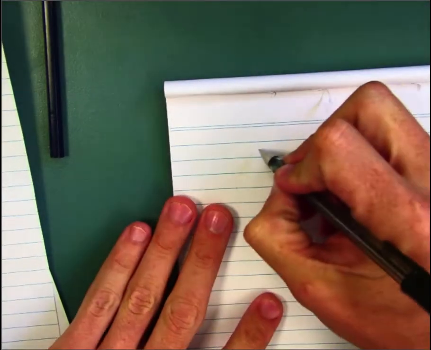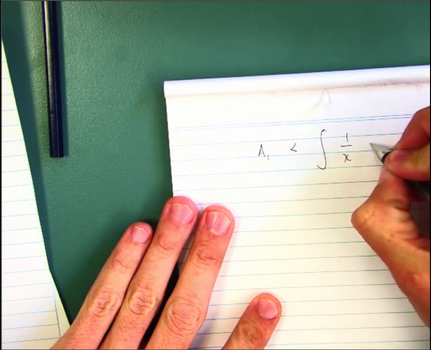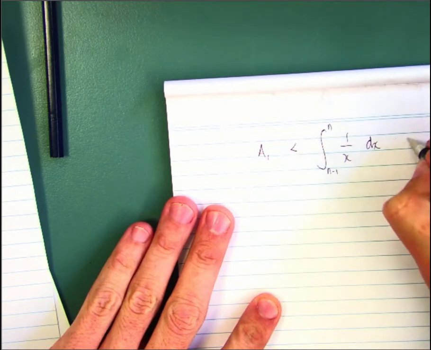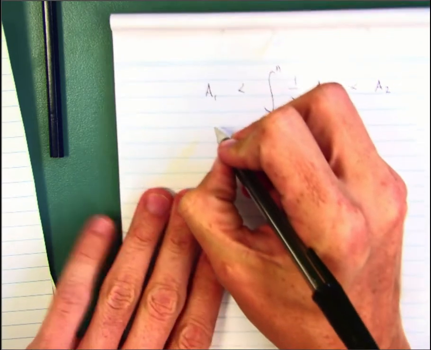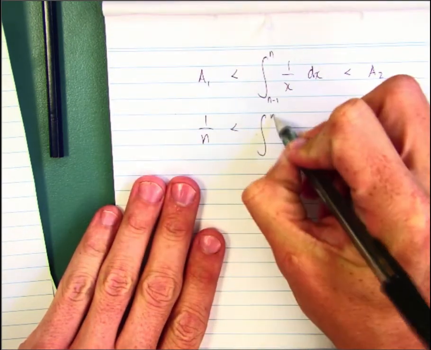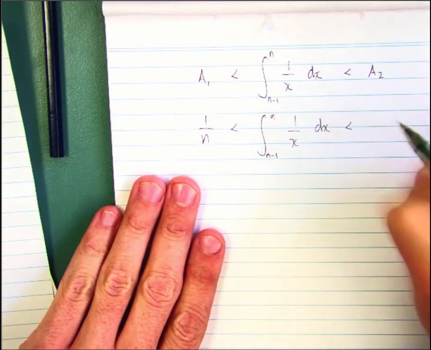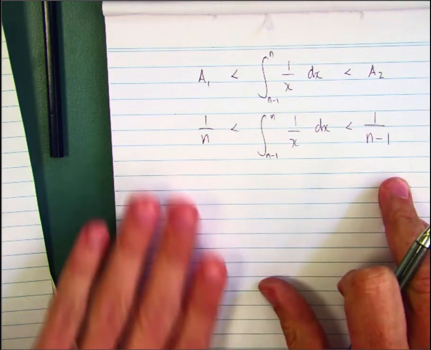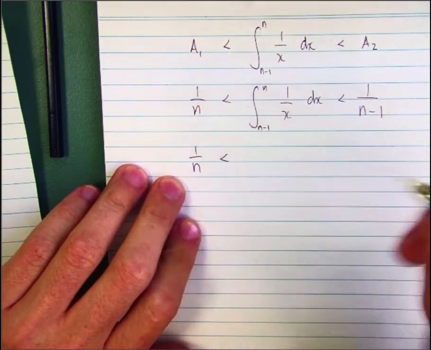The area A1 must be less than the integral of 1 on x dx between the limits of n and n minus 1, which also has to be less than A2. Filling that in is just like this. 1 on n is less than this one here. So we've got those, and then we just do our amazing powers of calculus to get us very close to what we want.